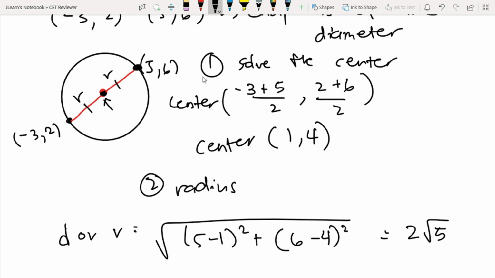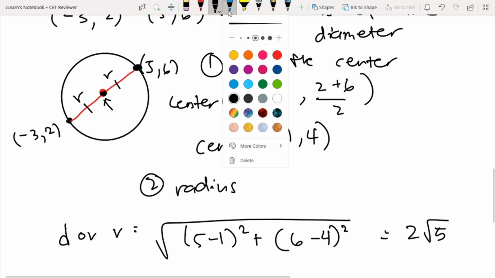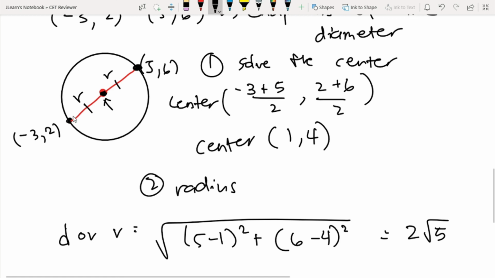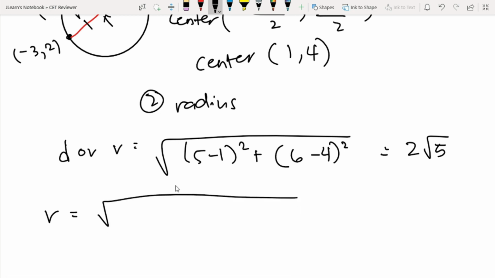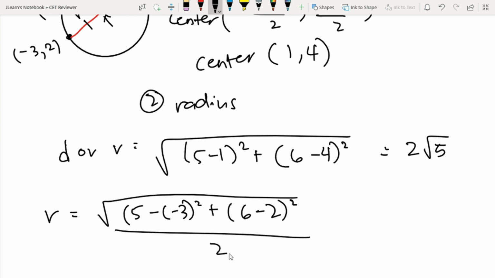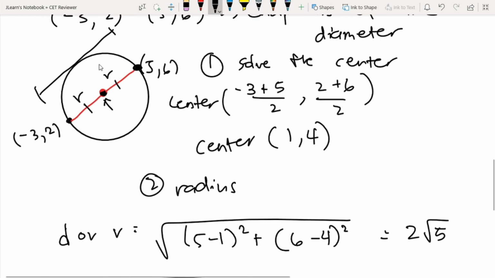Okay? So there's another way to solve yung radius, no? Pwede mo naman sabihin na i-solve mo yung distance from -3, 2 to 5, 6 and then divide mo by 2. Tama? So pwede mong sabihin na yung radius ay equal sa square root ng 5 minus -3 squared plus 6 minus 2 squared all over 2. No? And yung sagot din dito is 2 square root of 5. Kasi basically, you are measuring the same thing naman.